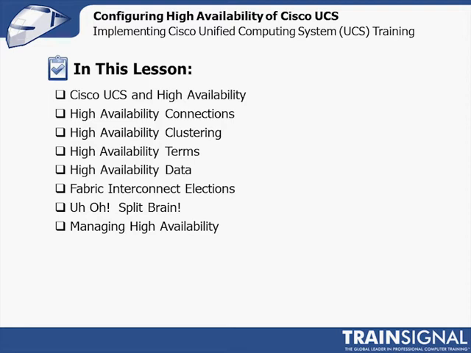Then we'll go through connections quickly, clustering, terms I want you to understand, and high availability for data. Then how the fabric interconnects handle elections, what happens with split brain, and then we'll do some managing high availability and a lab showing you how you can look at which interconnect is primary and how you can force that and switch that rotation if you want to.